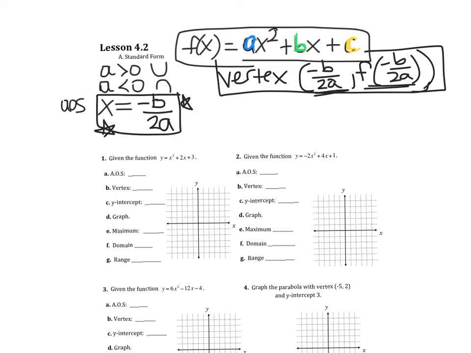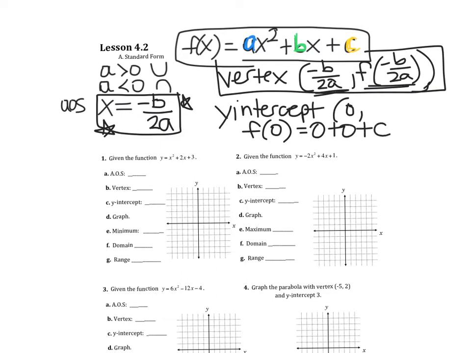And finally, the last thing is going to be the y-intercept of our graph. That's going to help us to graph these. And the y-intercept is when you let x equal 0. And if you were to plug 0 up here into your function f of x equals ax squared plus bx plus c, you plug in 0 and you get 0, because 0 squared times a is 0, plus b times 0, which is also 0, plus c. And so you get 0 plus c, which equals c. And that's our y-intercept is going to be that constant that you see on the end there.